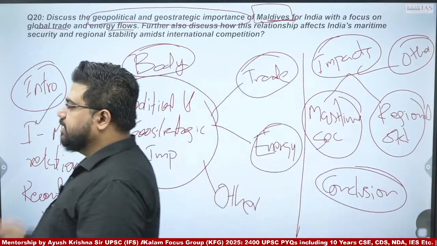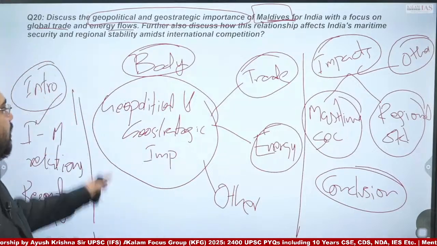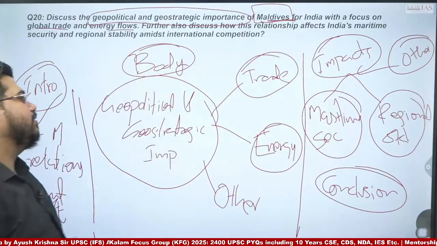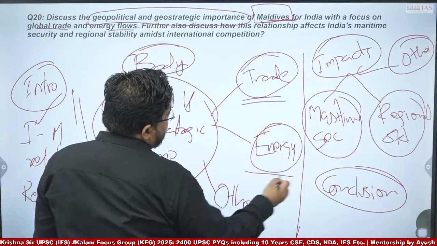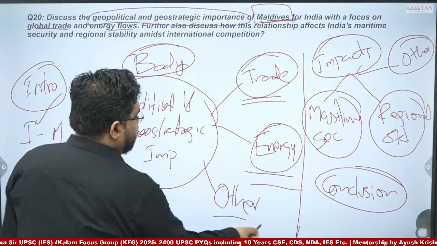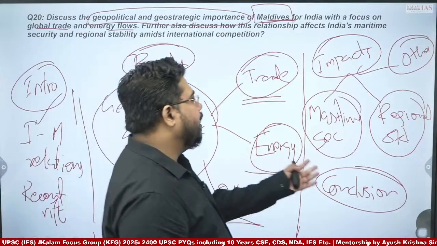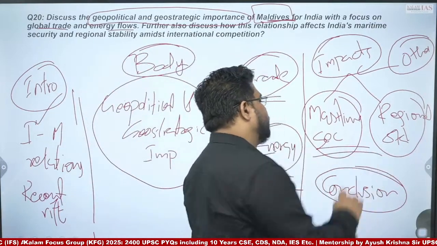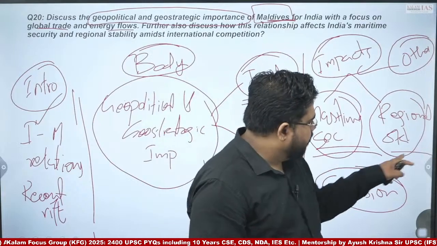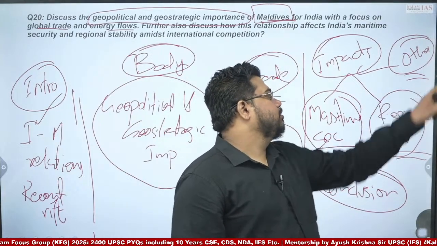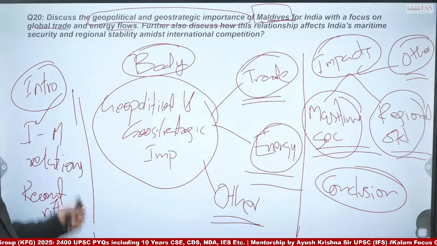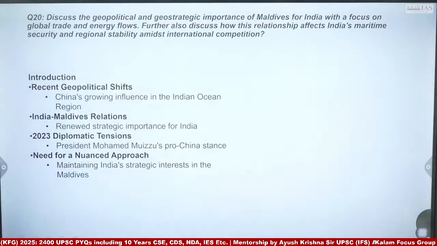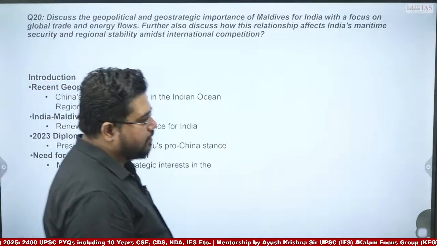Here you can use the recent conflict that is happening in the introduction. For geopolitical and geostrategic importance, 3 points on trade, 3 points on energy, 2 points on other, that will suffice. In impacts also, we are writing something about maritime security, something about regional security, and something about other impacts. Then we can go for the conclusion. So this will be the overall structure for this answer. Let's see what has been written.